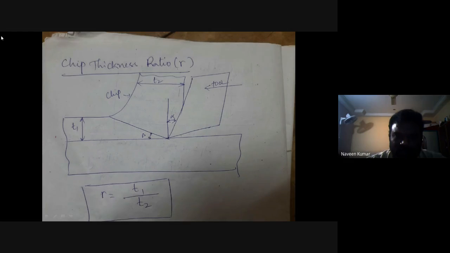Now look at the board. Look at the screen. Chip thickness ratio, represented with a smaller r. Now look at the diagram. So this alpha is rake angle and this beta is shear angle. This is chip and this is tool. T1 represents the thickness of the chip before cutting and T2 represents the thickness of the chip after cutting.